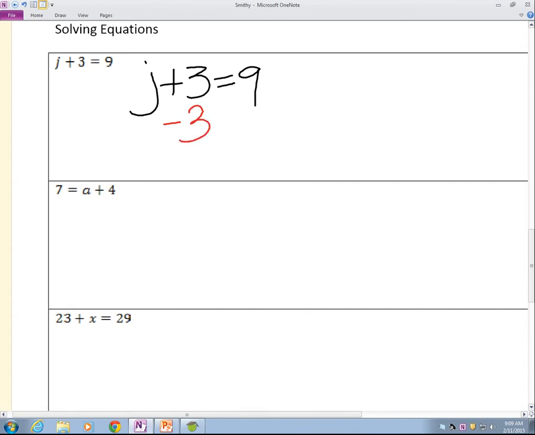But then the 9 on the other side of the equal sign is like, hey, you're taking 3 away. I want 3 taken away too. And you're like, fine, stop whining, 9.